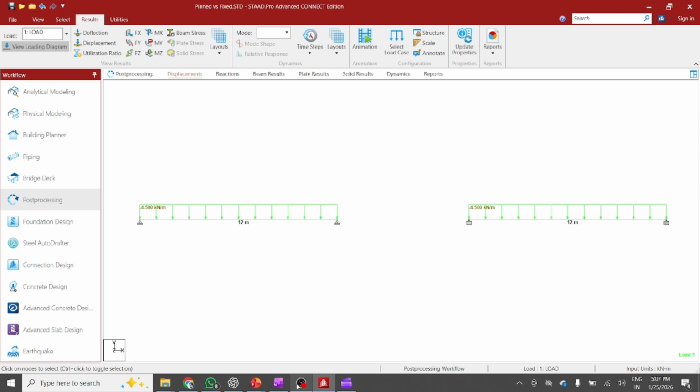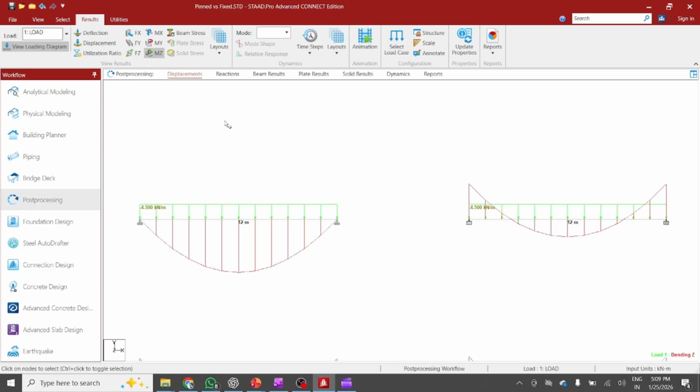Let's start with a simple case. On the left hand side you can see a beam which is simply supported, and on the right hand side you can see a beam which is fixed supported. The span of the beam is the same, 12 meters. The loading on the beam is the same, 4.5 kN per meter square. The only difference is the support condition. One is pin supported and another is fixed supported. Let's compare the bending moment diagram for these beams.